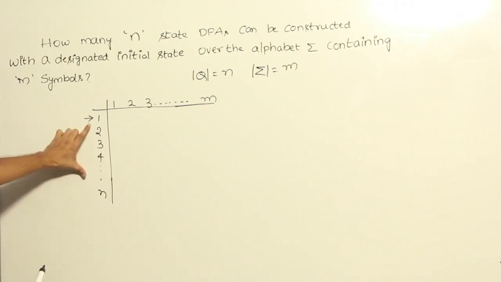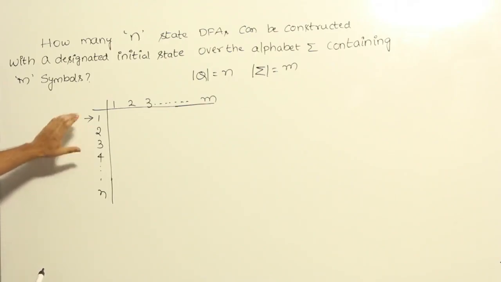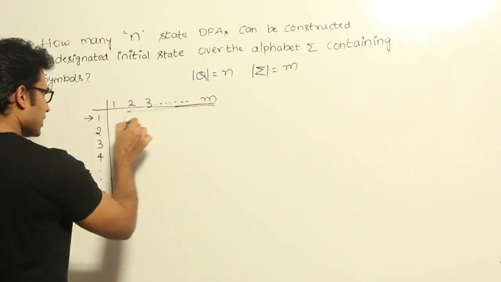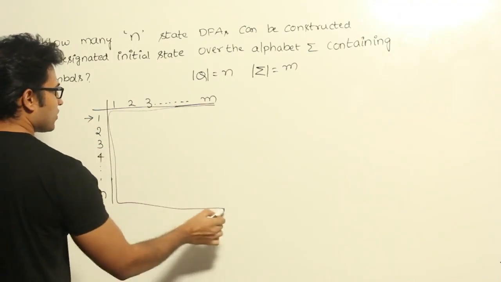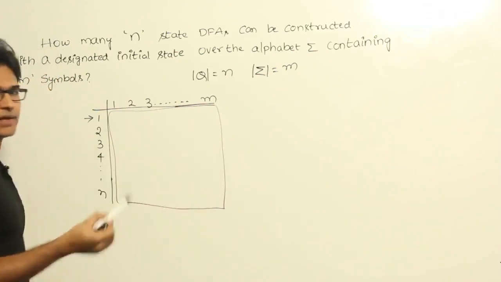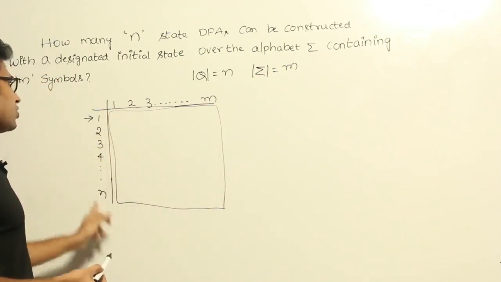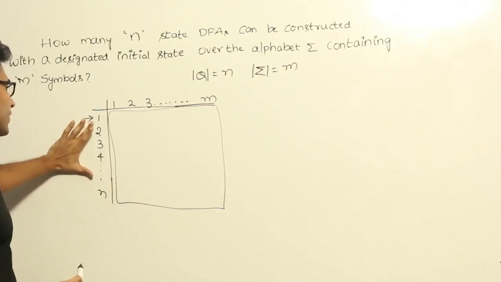Now, first thing is how many such structures are possible. Second is, once you draw the structure, how many ways we can create a DFA by filling these entries. These two have to be examined. Now let's try to find out how many such structures are possible based on the final states.